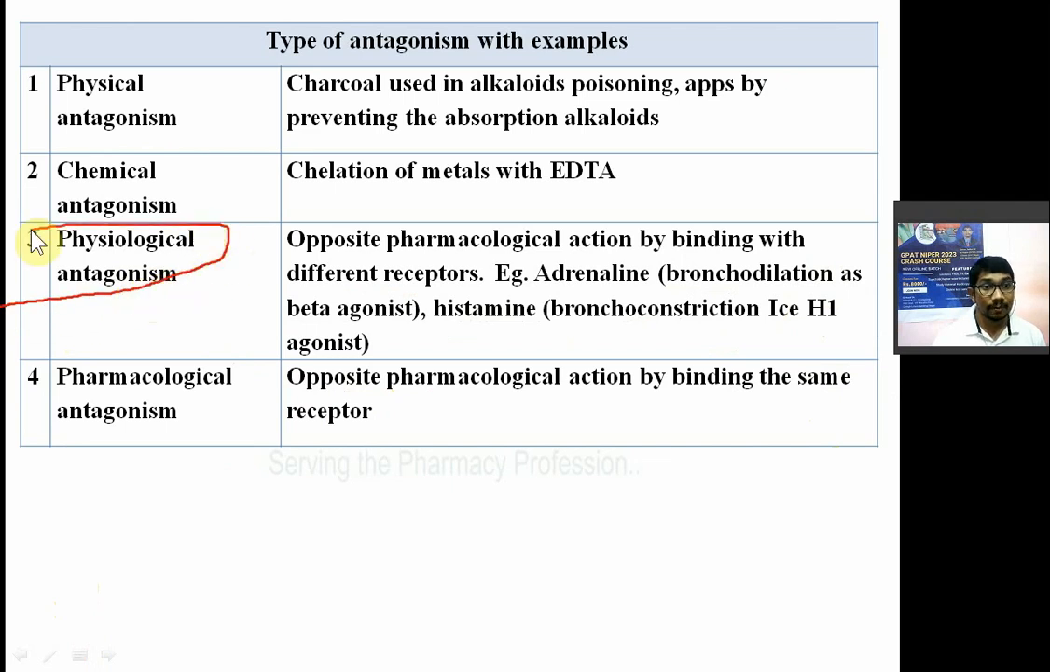मतलब adrenaline will cause bronchodilation by binding to a beta receptor. Histamine will cause bronchoconstriction by binding to a histamine 1 receptor. रिसेप्टर अलग है, एक हिस्टामाइन रिसेप्टर है, एक बीटा एड्रेनर्जिक रिसेप्टर. So by binding to these different receptors, these different drugs will produce different action or opposite action. एक करेगा bronchodilation, एक करेगा bronchoconstriction. That is known as a physiological antagonism.